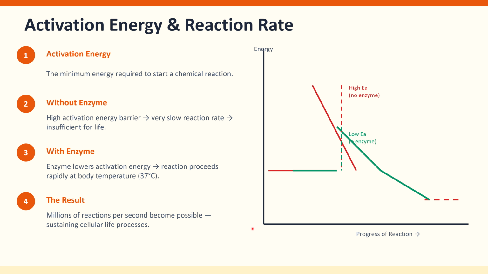Millions of reactions that were previously impossible at body temperature now happen in a fraction of a second. This allows your cell to sustain life, repair damage, and release energy instantly. Without lowering that hill, life as we know it would stop. Remember, enzymes equals lower activation energy, EA, equals faster reaction.